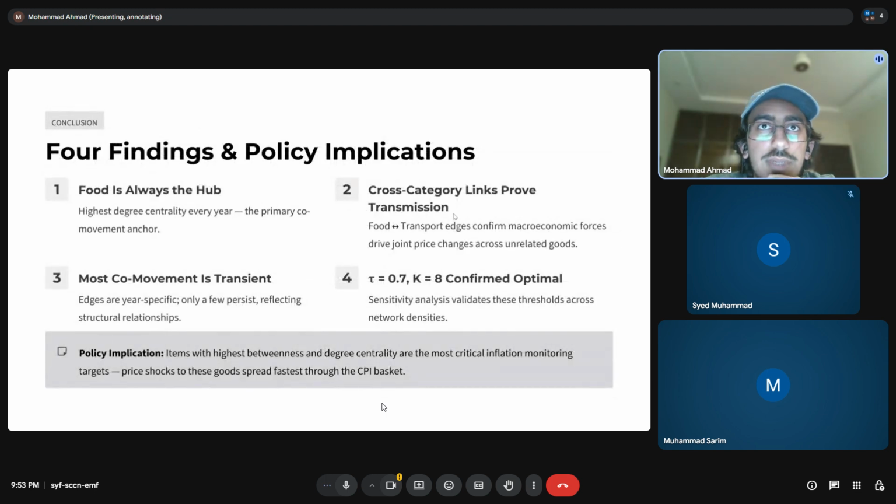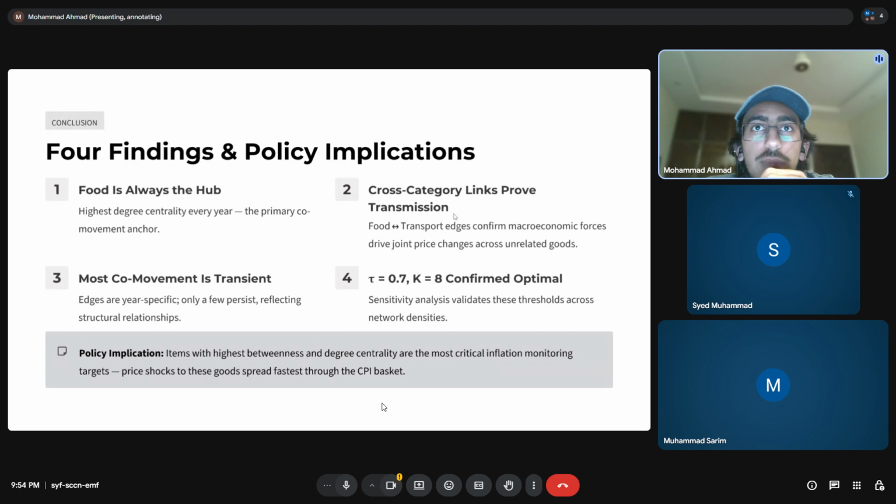Four findings and policy implications. 1. Food is always the hub. Food items have the highest degree centrality every single year, consistently the most connected nodes in the network. 2. Cross-category edges confirmed price transmission. Food and transport connections show that macroeconomic forces like fuel prices and exchange rates push unrelated goods up and down simultaneously.